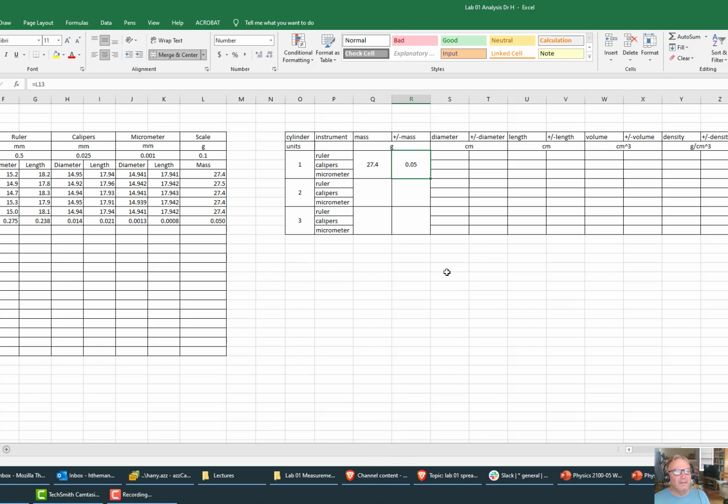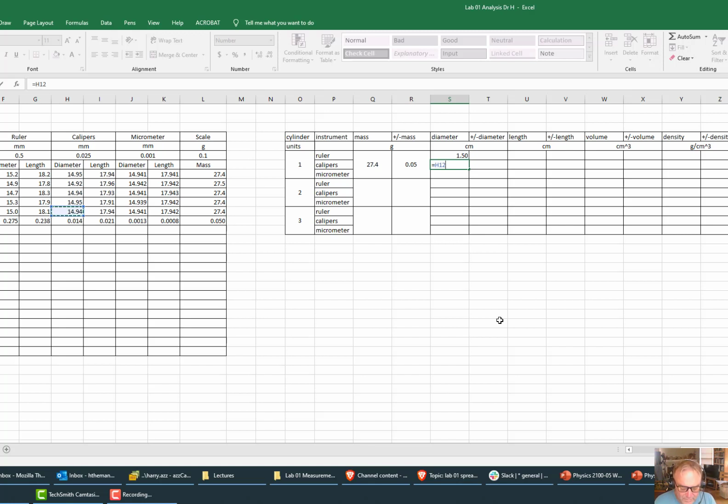So let's see now. Now we have to get, for ruler, calipers, and micrometer, the diameter. And we have to convert from millimeters to centimeters. So this is equal to the average diameter measurement over here. And we have to divide by 10 to go from millimeters to centimeters. And then, well, let's just go down the line. So this is equal to the diameter measured by the calipers. Here we go.